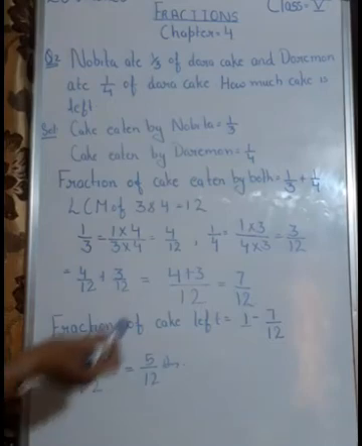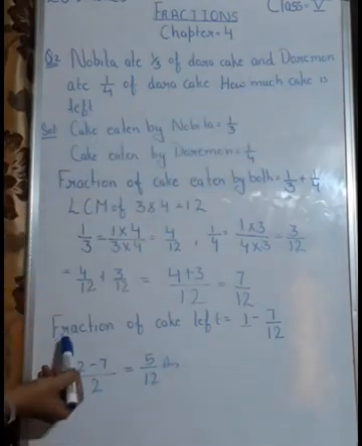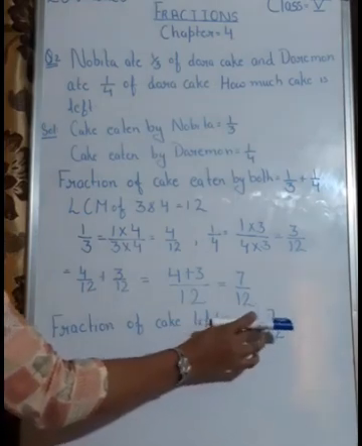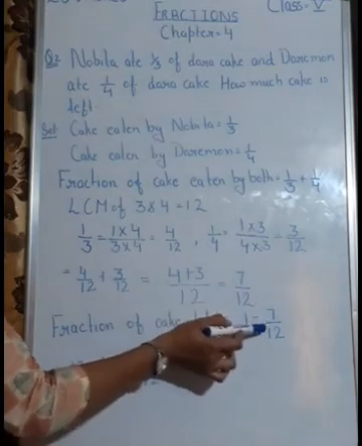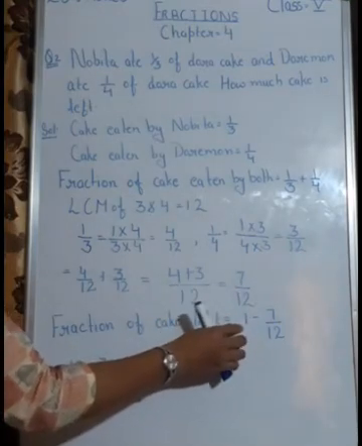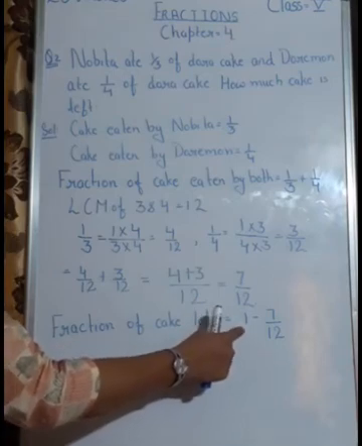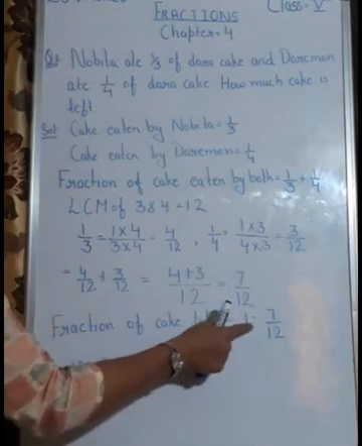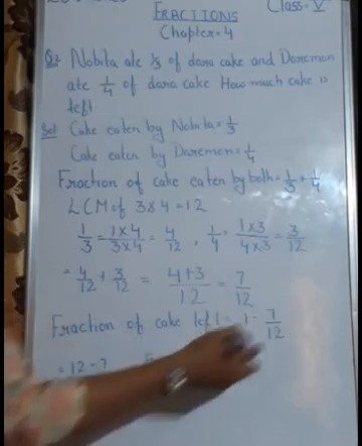Now what you have to find? You have to find how much cake is left. So for finding the fraction of the cake that is left, you will do 1 minus 7 by 12. This 7 by 12 is the cake which has been eaten. Now why from this 1? Because when we started the chapter fraction, I told you that a fraction is a part of a whole. And what do we consider whole? We consider whole as 1. So 1 minus 7 by 12.